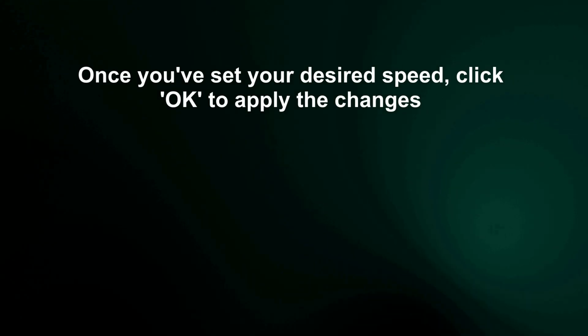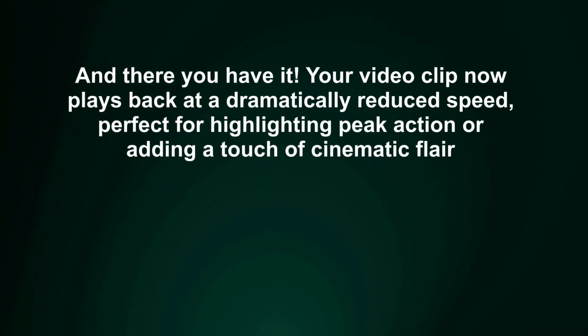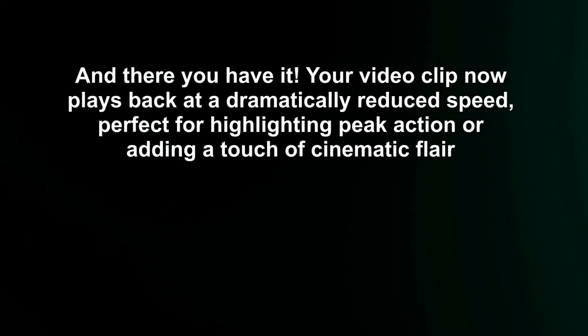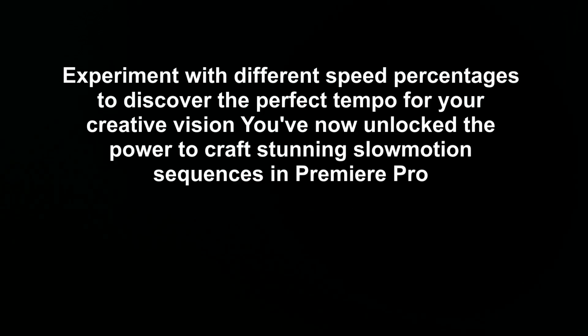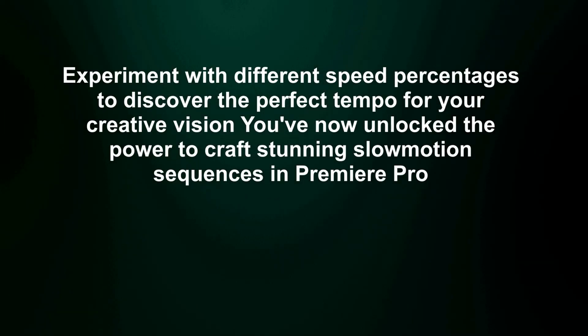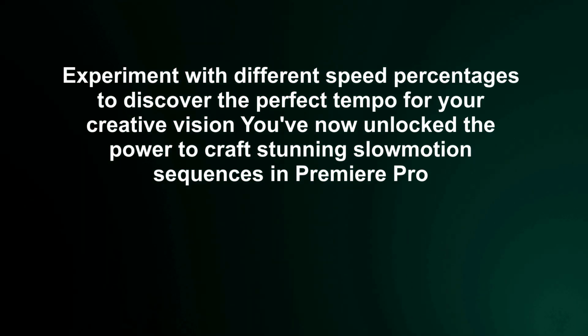Once you've set your desired speed, click OK to apply the changes. And there you have it. Your video clip now plays back at a dramatically reduced speed, perfect for highlighting peak action or adding a touch of cinematic flair. Experiment with different speed percentages to discover the perfect tempo for your creative vision. You've now unlocked the power to craft stunning slow motion sequences in Premiere Pro.